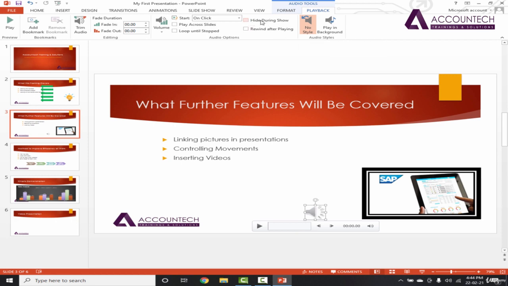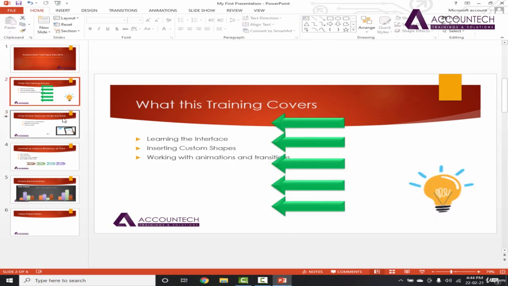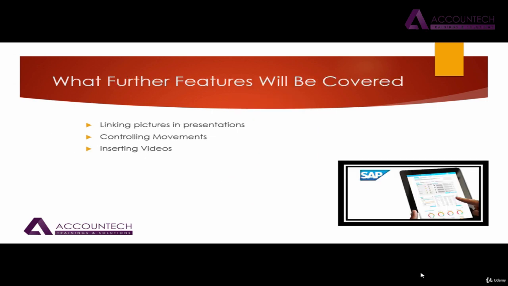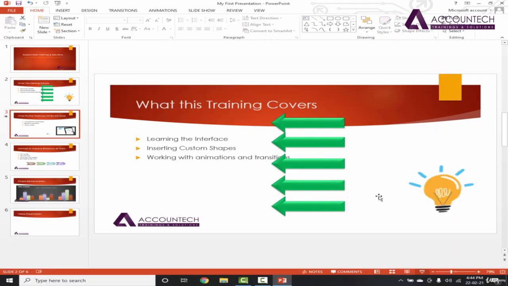You have to uncheck hide during show. That means this icon will not be shown. And similarly, if you change on click to automatically, you don't need to click or play it from the player. It will automatically play as this slide comes. So let's try and play this presentation. I'll go to one earlier presentation and just click on slideshow and then click to the next presentation and show.